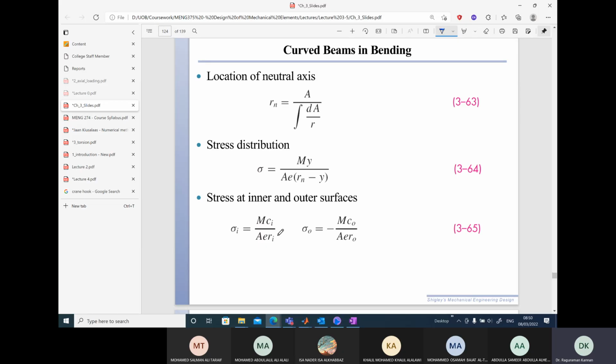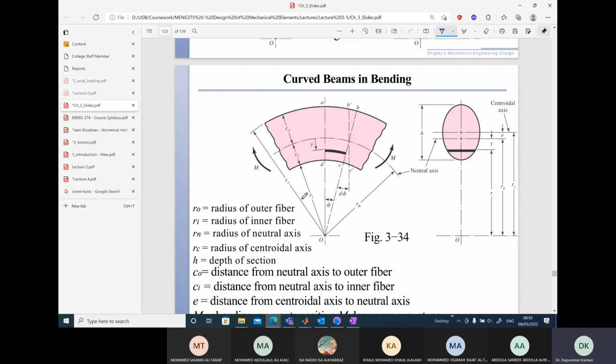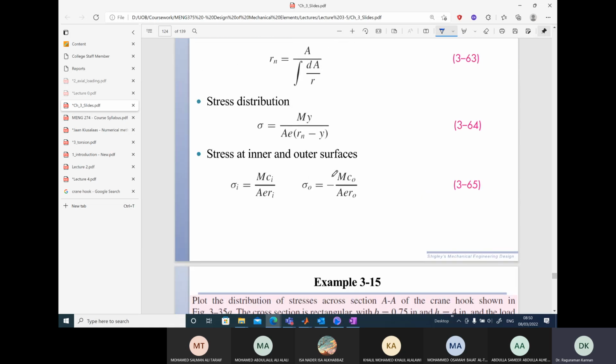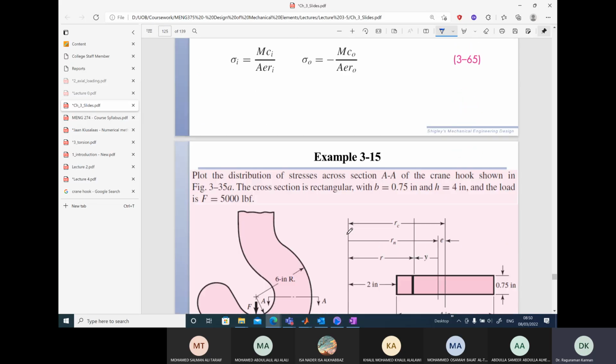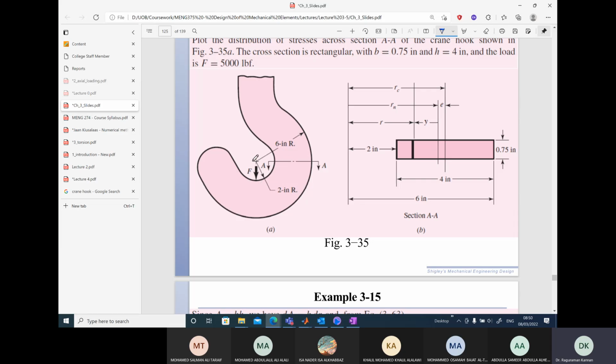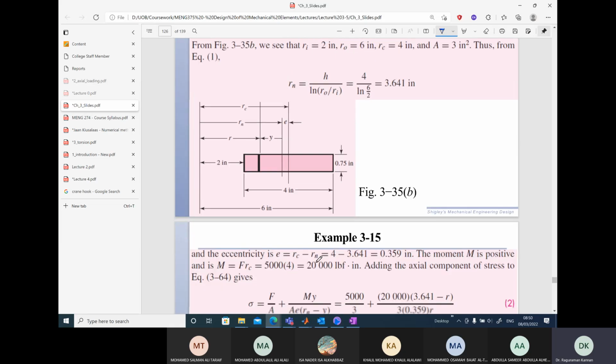Stress at the inner surface, outer surface. So what is the inner and outer? This is the inner, Ri, and the outer surface will be Ro here. So at this particular radius, we have the stress values again given here. So just use the formula. The example problem is again given. You can go through that. All the distances can be evaluated by using the integration formula.